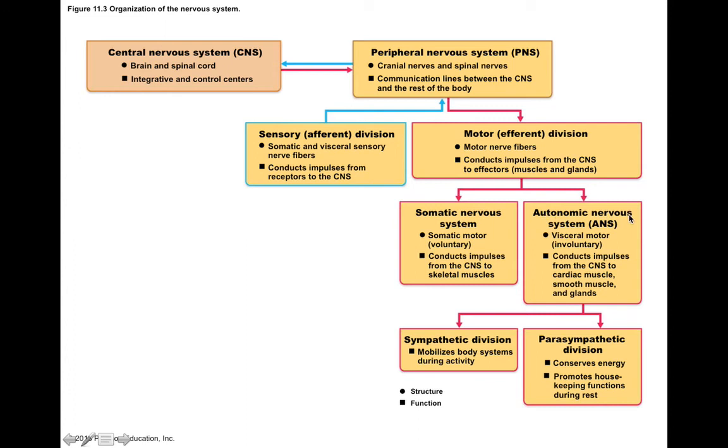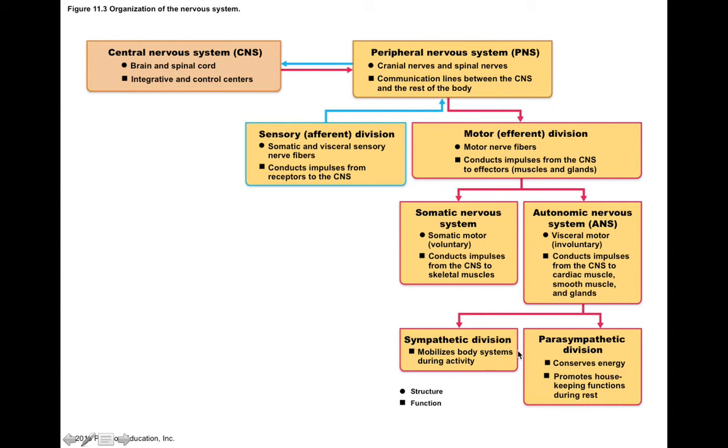And the autonomic nervous system, or ANS, is the visceral motor system, and it conducts impulses from your central nervous system, but specifically to things like cardiac muscle, smooth muscle, and glands around your body. And what's interesting is that this is one of the key regulators of homeostasis or internal balance because it goes to most organ systems. Now we can divide the ANS into two key categories. We have the sympathetic and parasympathetic nervous system.